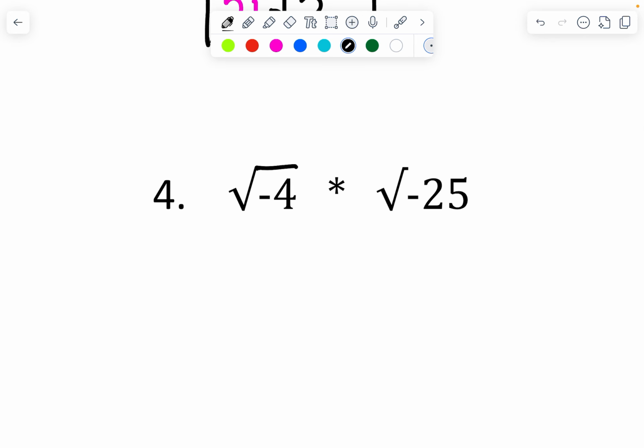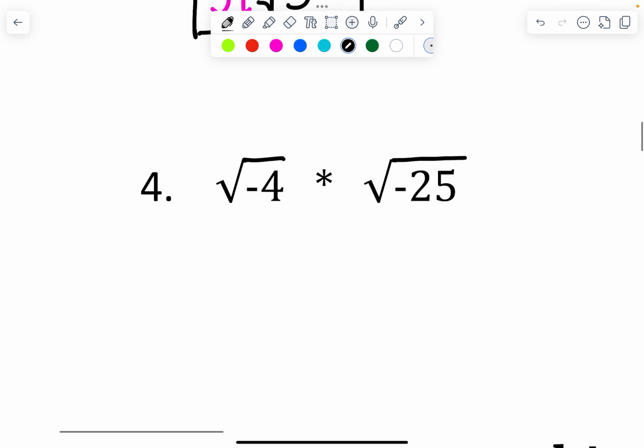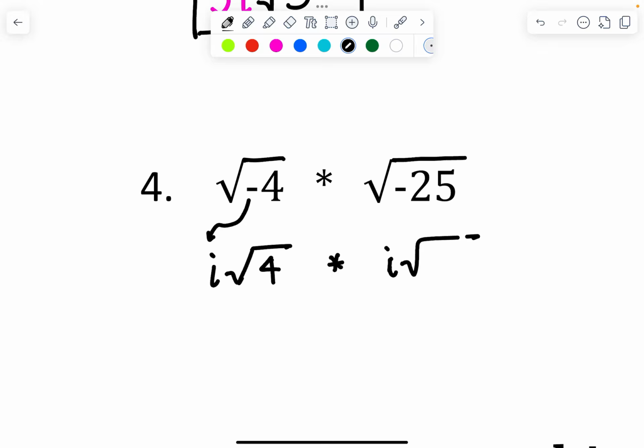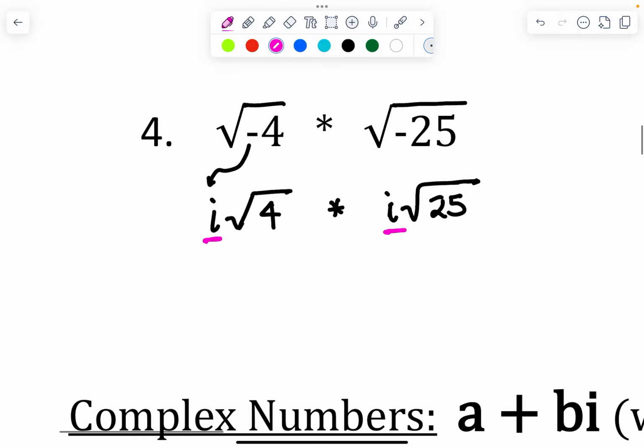Okay, before you multiply your radicands, you must make sure you pull out the negative and call it an i. So i times radical 4 times i times radical 25. Folks, you're going to take your outside values and multiply them. You get i squared. Your inside values, you can multiply them. 4 quarters, 4 times 25 cents is 100.